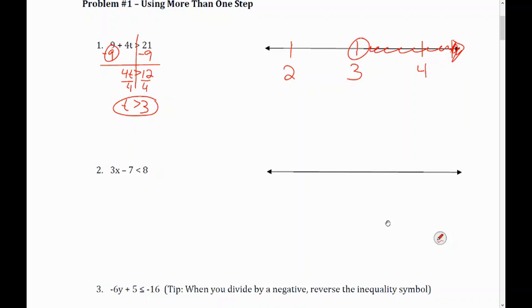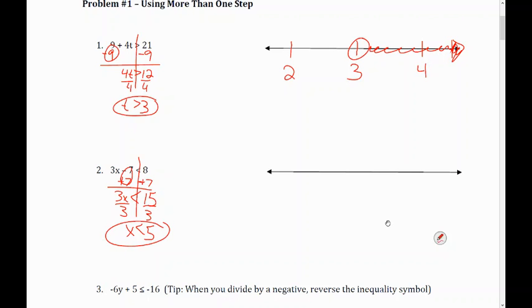Okay? Number 2, we've got 3x minus 7, which is less than 8. So again, we're wanting to get rid of the 7, so we're adding 7 on each side so that it goes away on the left. 3x drops down, less than drops down, 8 plus 7 is 15. Divide each side by 3, and x is less than 5.